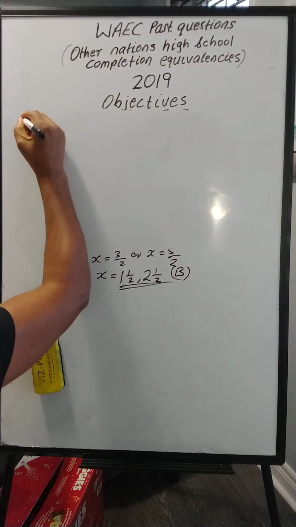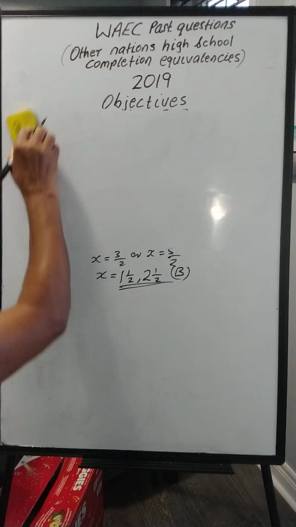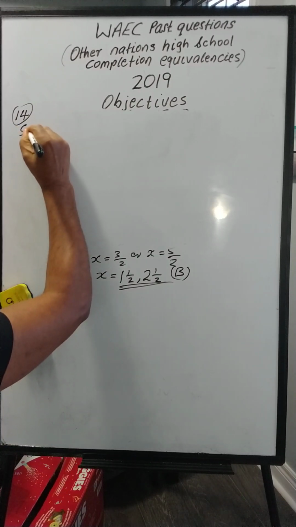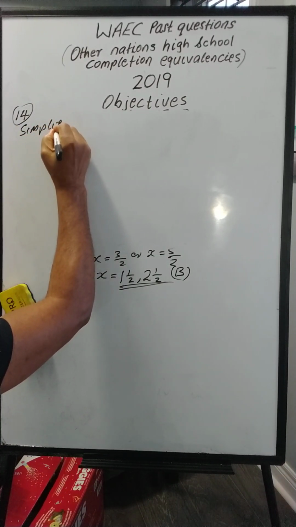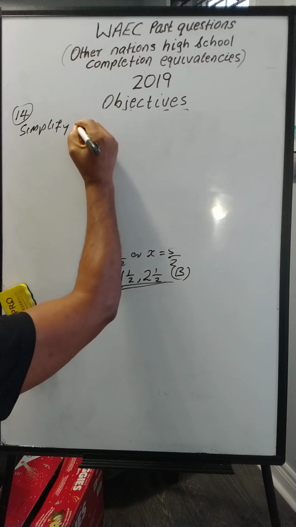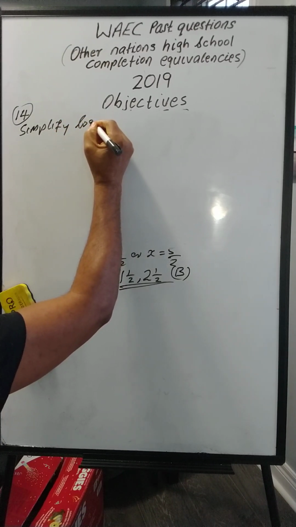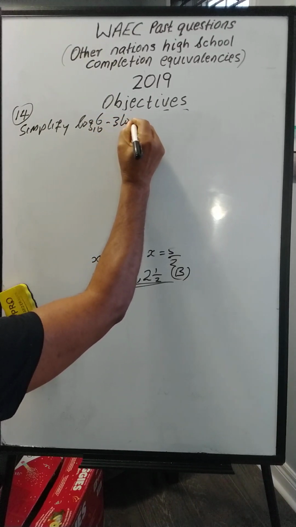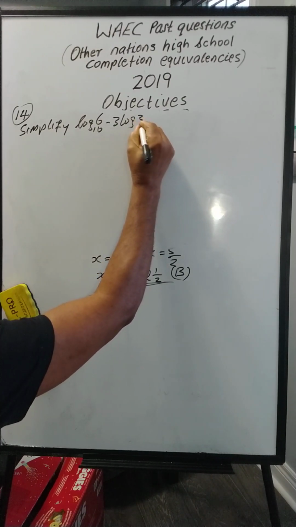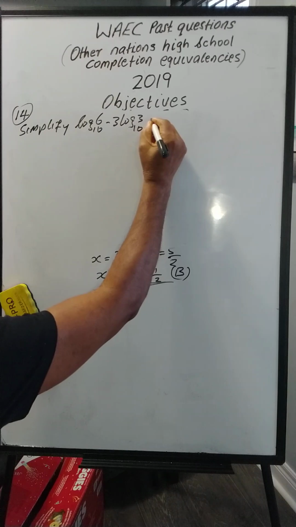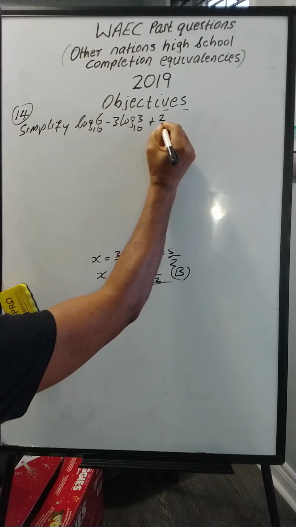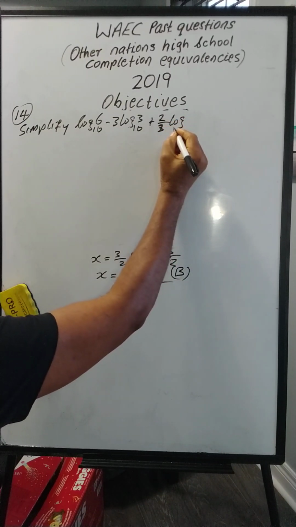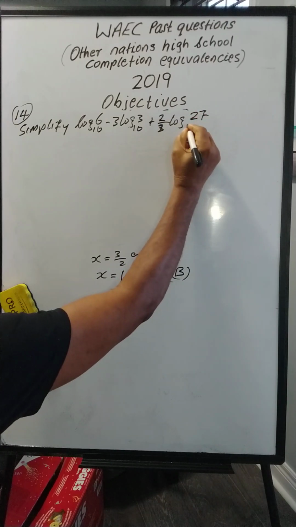Number 14, we are expected to simplify: log 6 base 10 minus 3 log 3 base 10 plus 2 over 3 log 27 base 10.